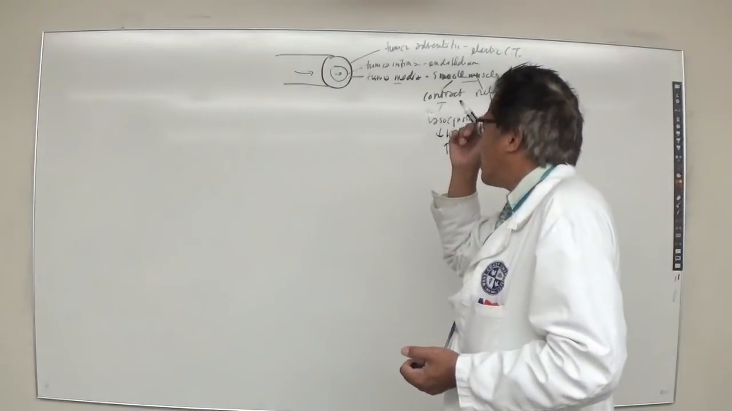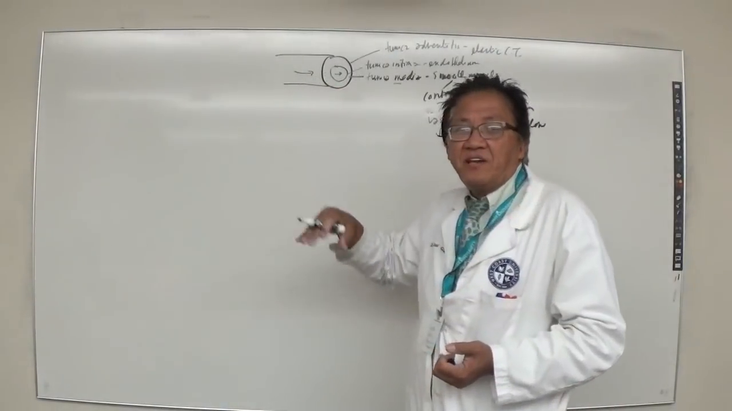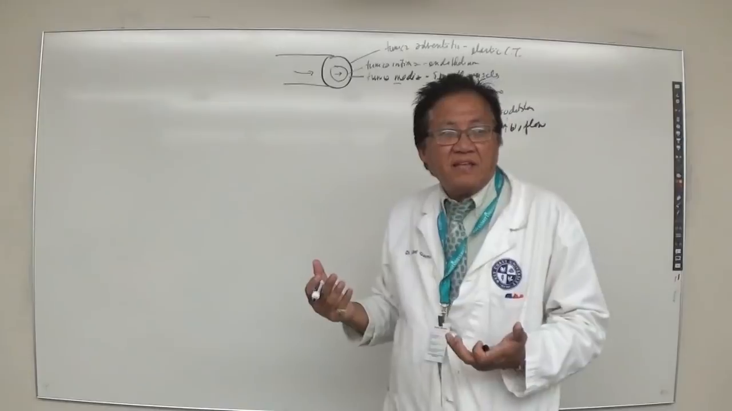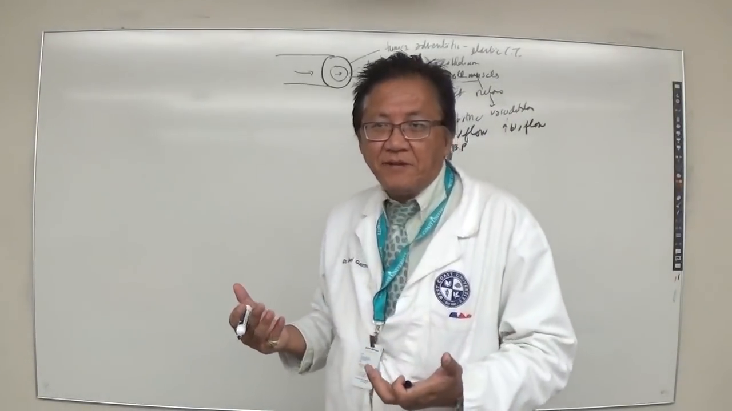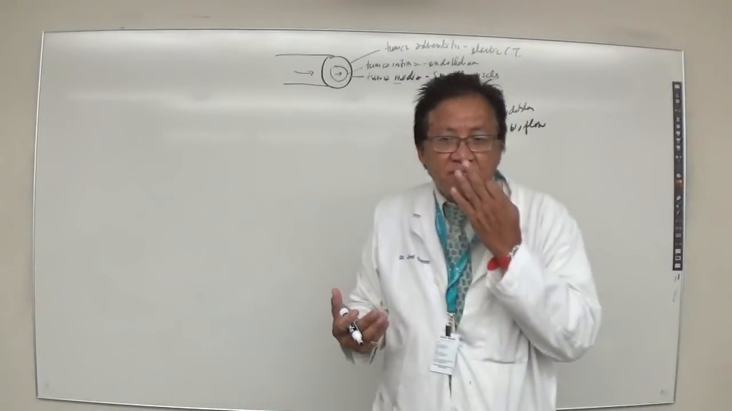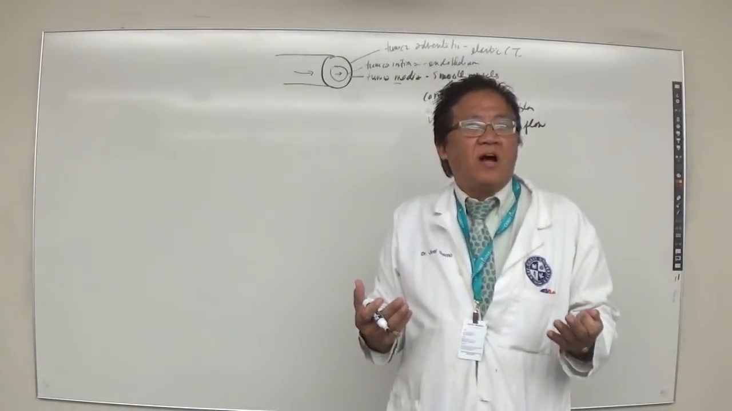Okay, so whether it's an artery or a vein, it means the same thing. It means that they both have the same layers in the wall of these blood vessels, right? Now the question now is this. What do you call a small artery?